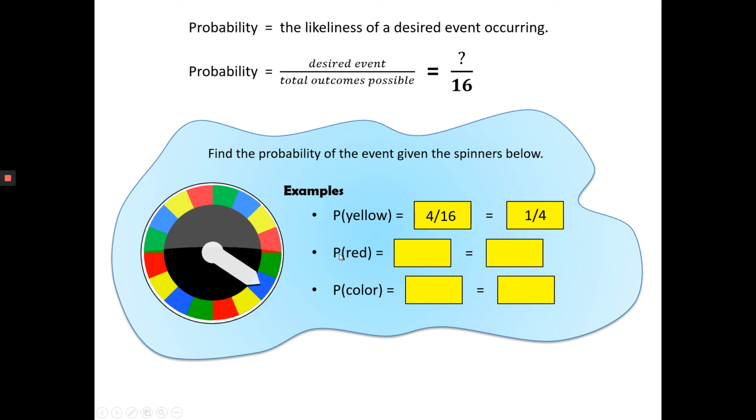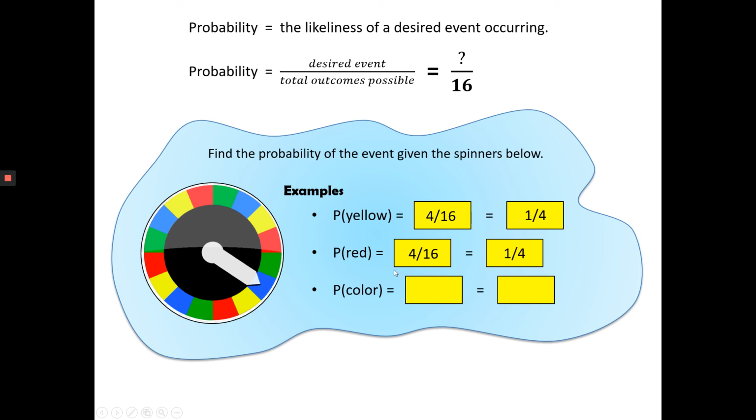All right, what's the probability of it landing on a red? Well, there's 1, 2, 3, 4 reds out of the entire 16. So again, that's going to be 4 out of 16. And again, it's got an equal and a box next to it, so that needs to be simplified, and that will simplify to 1/4.